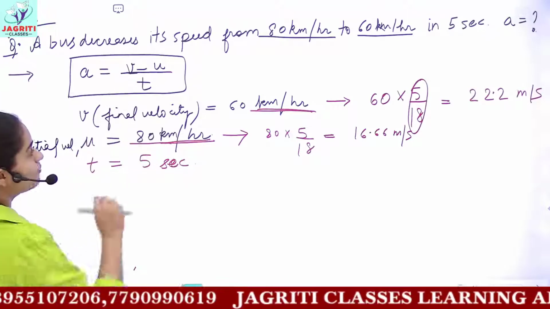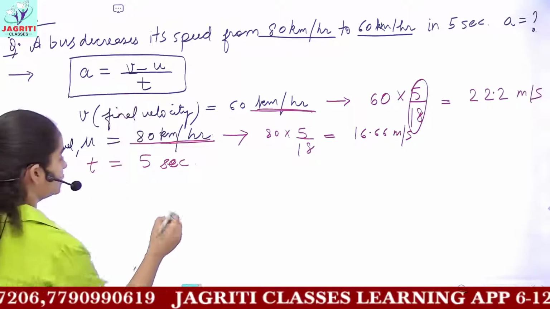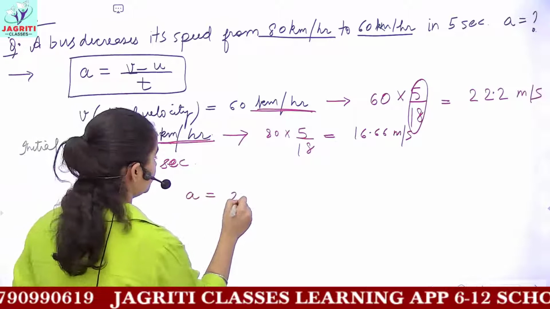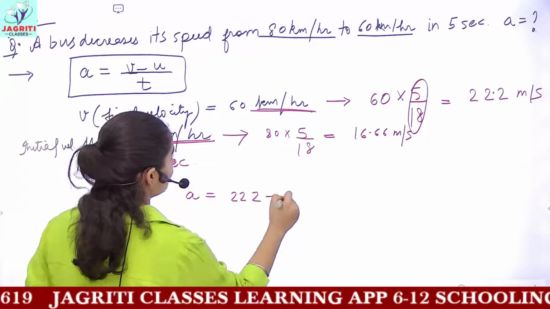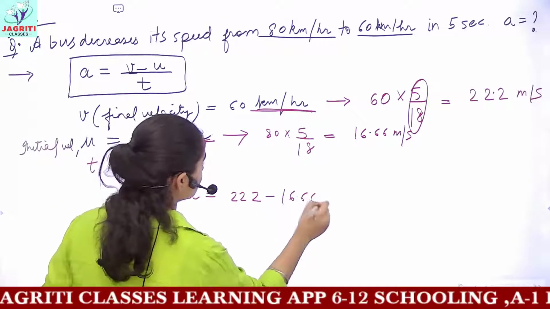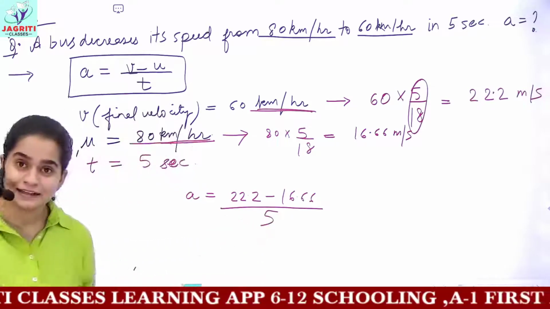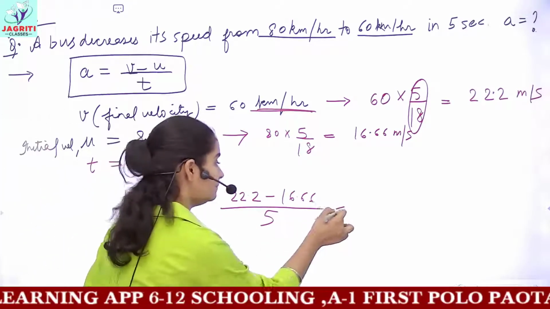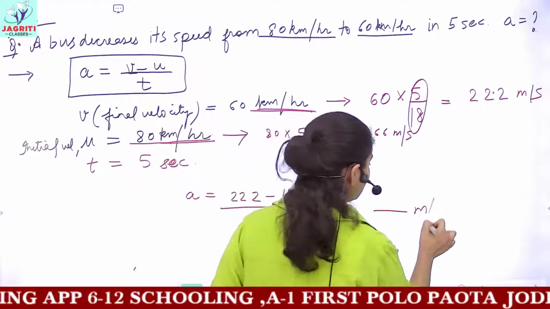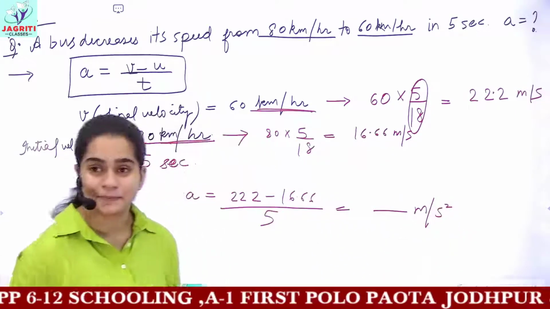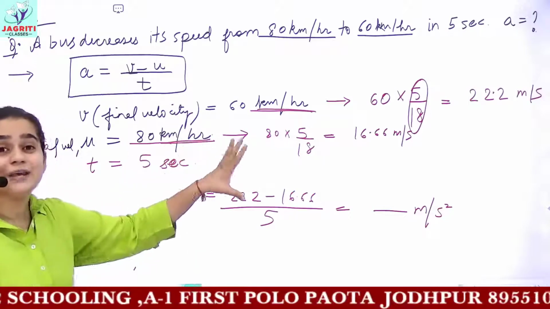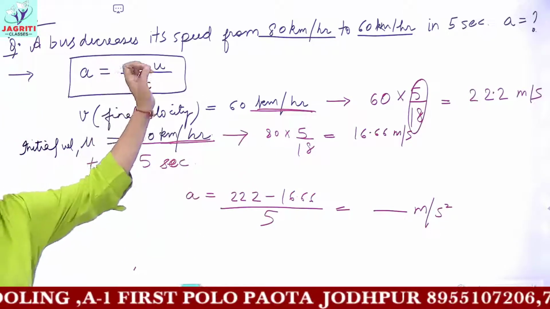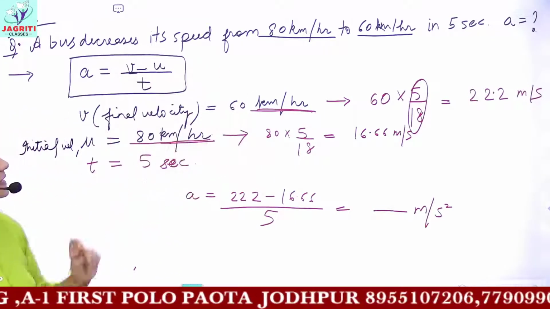So now you have all the values, so you can easily find the acceleration. Acceleration would be final velocity minus initial velocity divided by time taken. And this would easily give you the answer for acceleration. The unit of acceleration would be meter per second square. So this is how we solve the numerical problems related to acceleration.